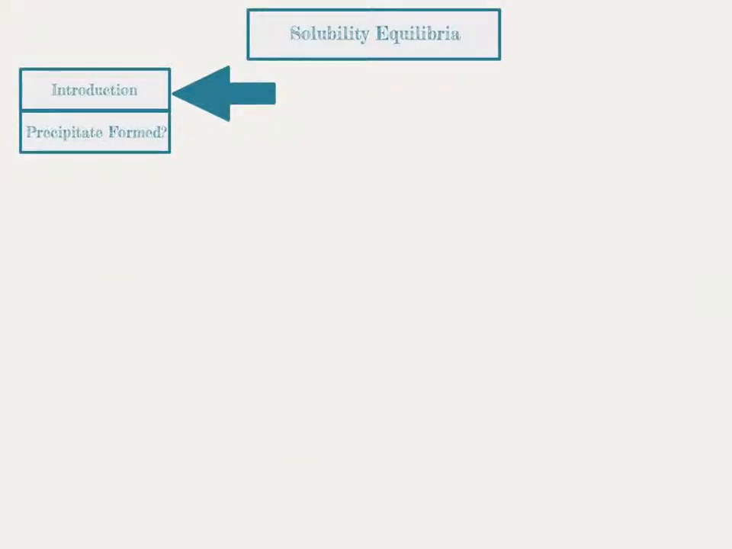In previous chapters, we classified ionic compounds as either soluble or insoluble in water. Like many other subjects, the distinction isn't so black and white. In this chapter, we will study the implications of slightly soluble compounds. For example, let's consider calcium fluoride.